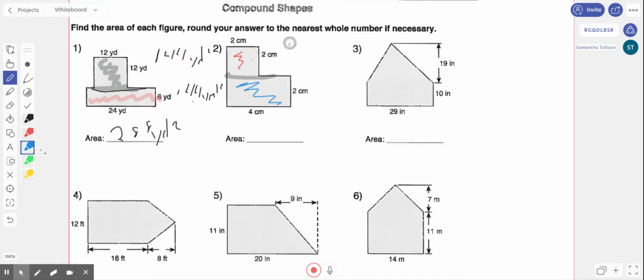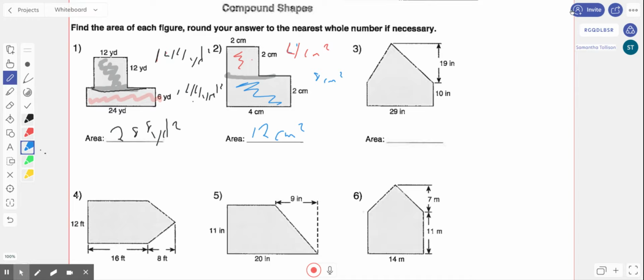So 2 times 2 is 4 centimeters squared. 4 times 2 is 8 centimeters squared. Now I'm just going to add up. 8 plus 4 gives me 12 centimeters squared for the entire area of that compound shape. All right, moving on now to number 3.